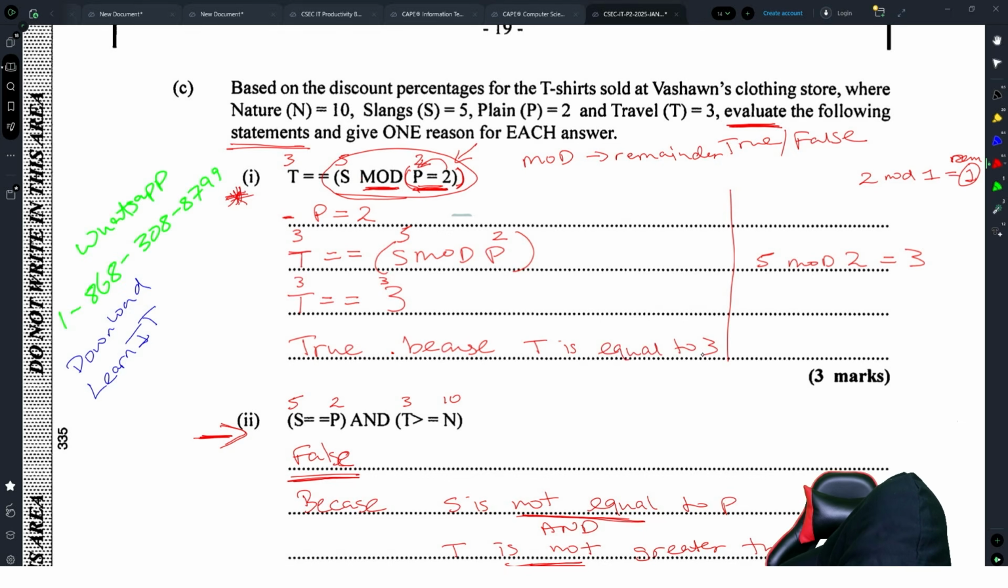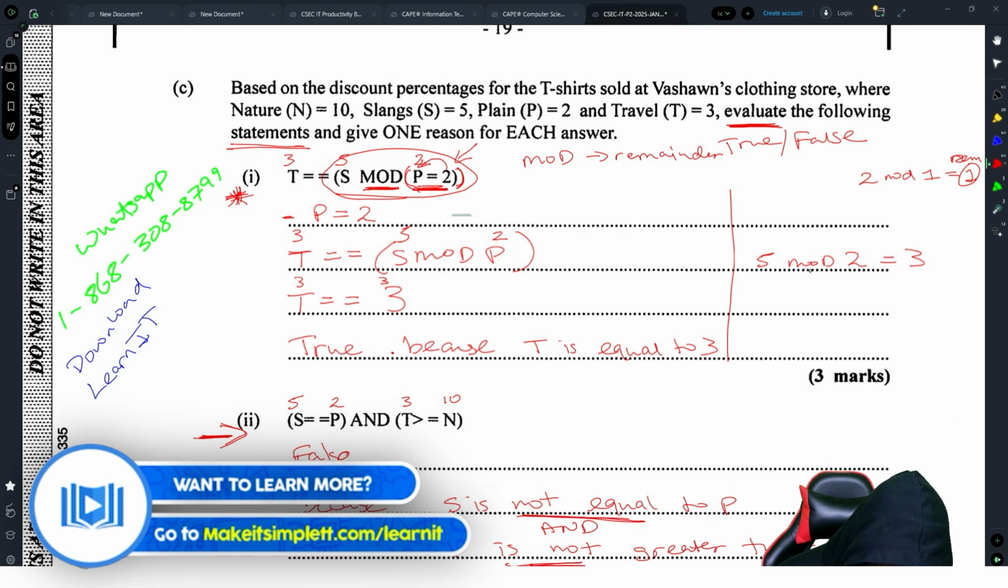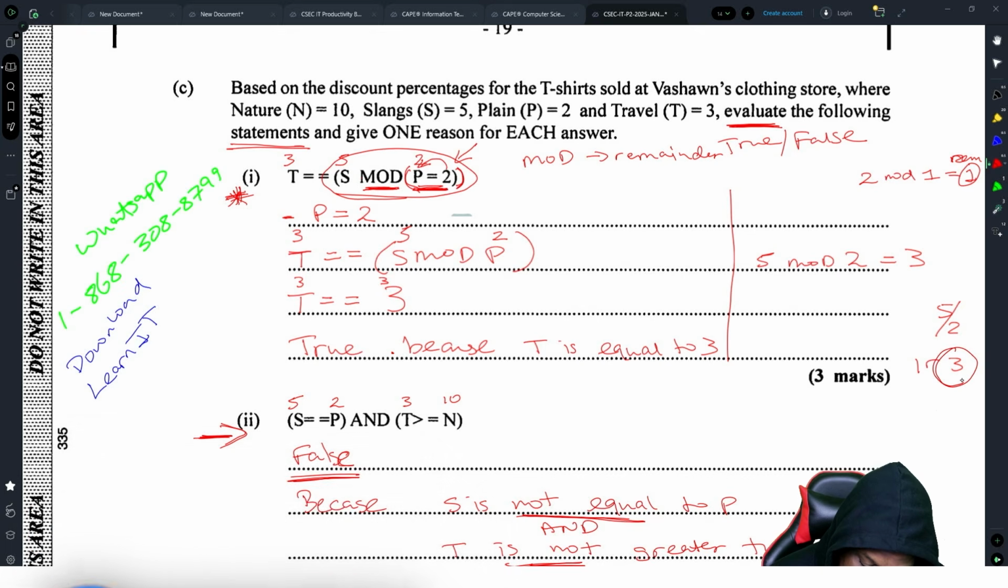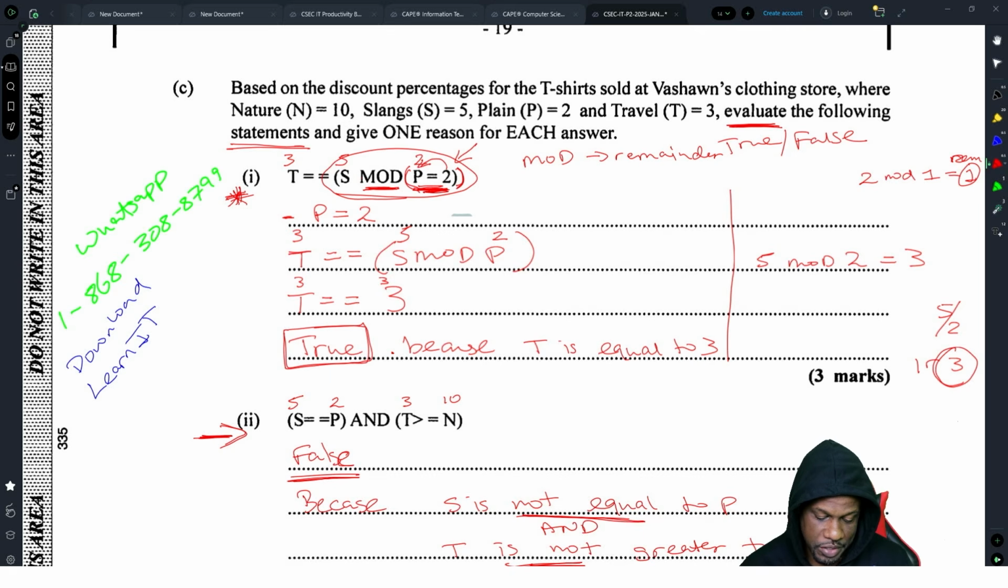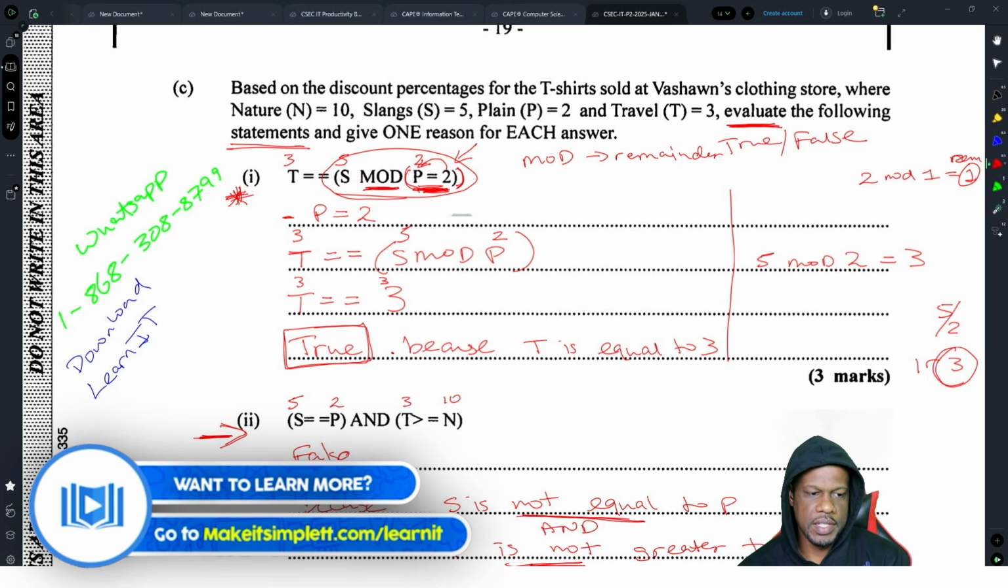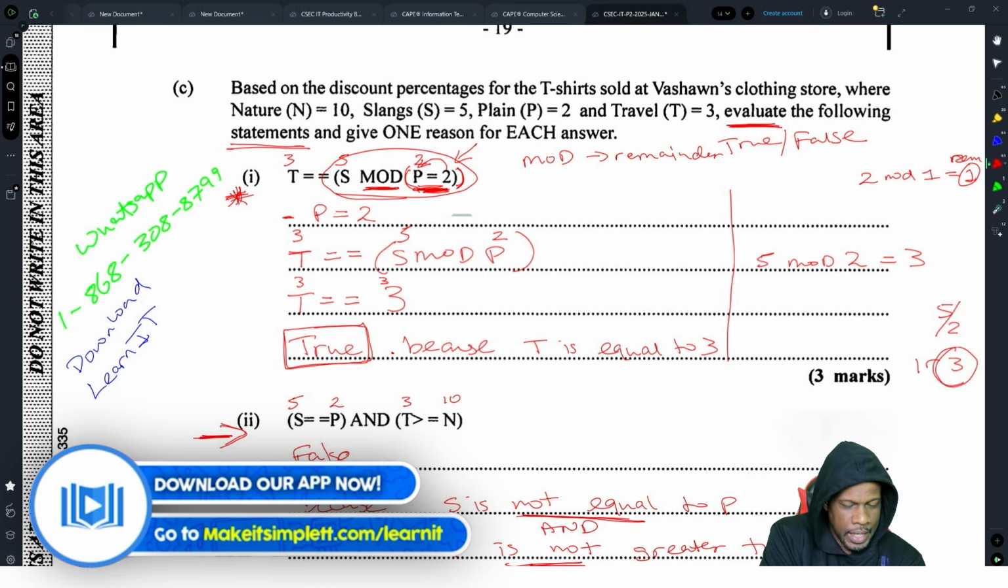So therefore, the answer is true because T is equal to 3. 5 mod 2 is the trick here because 5 divided by 2 is 1 remainder 3. When you do mod, the remainder is the answer. So the result of that is 3. So therefore, yeah, this is true. But it all predicates on the fact that you have to work out that P is equal to 2 first, which is strange because it's a very strange expression, because you can't have multiple equal signs in an expression. That's not cool at all. But again, this is the question that makes you question your life.